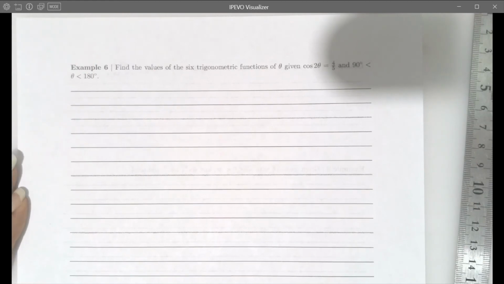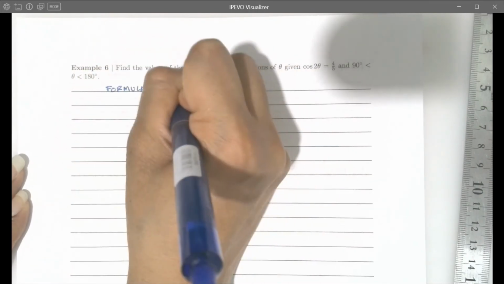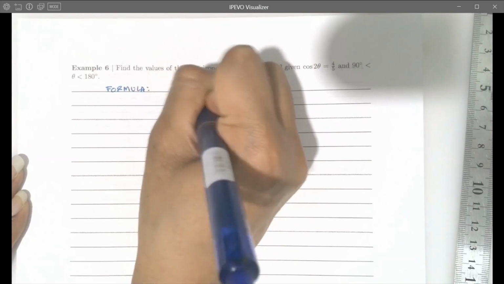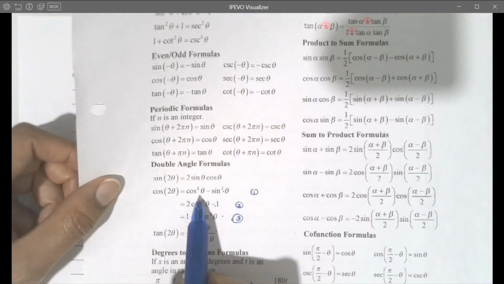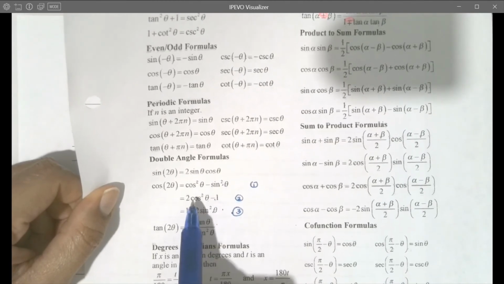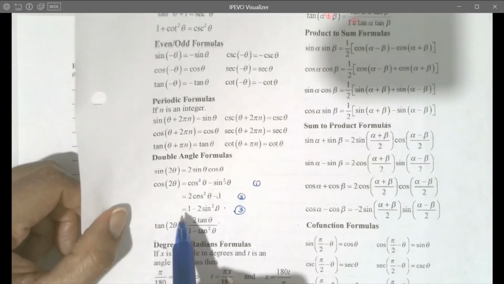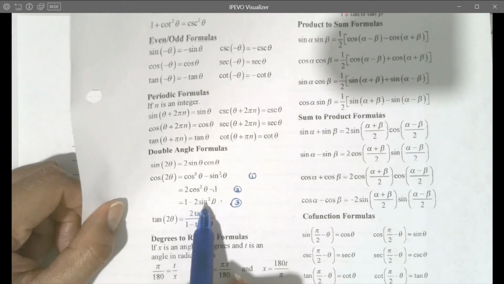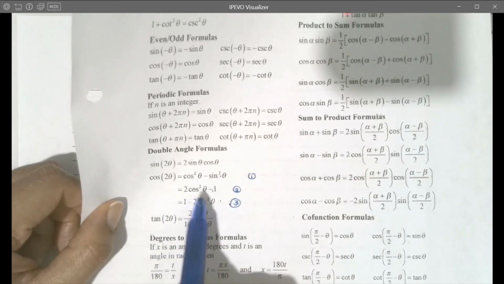So let's look at the formula for cosine of 2 theta. What does it say? Well, there are three versions. One of them deals with both cosine and sine. But the second and third deal with one trig function at a time. For example, the second one has 2 times cosine squared theta minus 1. The third one has 1 minus 2 sine squared theta. So we could use these two to help us isolate for cosine and sine respectively. So that's what I'm going to do. I'm going to focus first on the second version and solve for cosine.